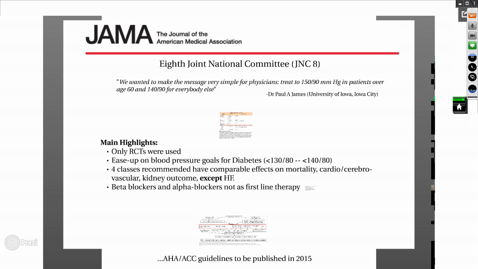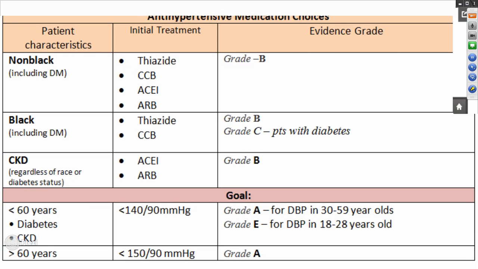So how should we treat him? Well, these guidelines narrowed down the categories to 4 recommended categories. And I have these tabulated in this table for you. As you can see at the top, in orange, are the hypertensive medication choices, and in red are the goals with the evidence grade here. The 4 recommended classes are thiazides, calcium channel blockers, ACE inhibitors, and ARBs.